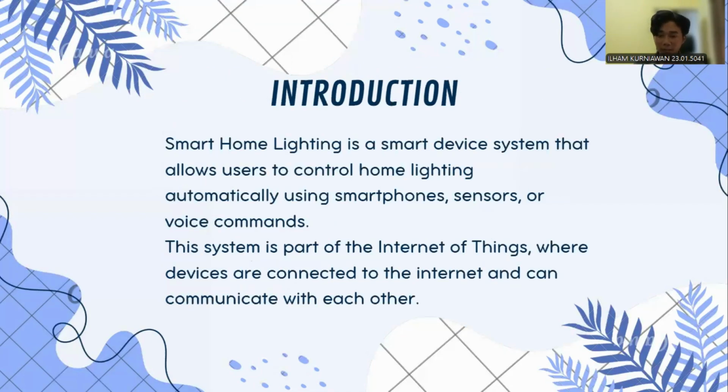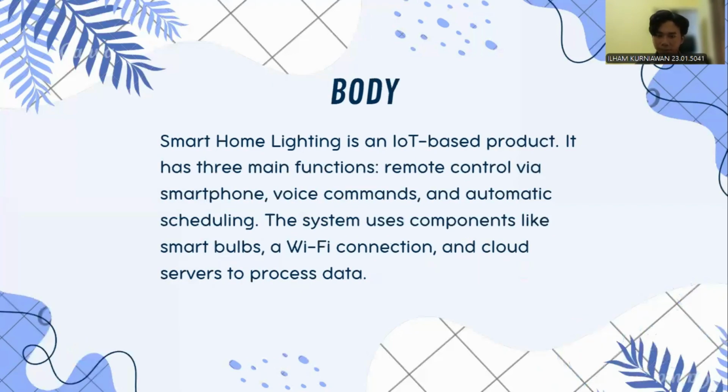After finishing the explanation of noun clauses, I will now move on to the second part of this presentation, which discusses smart home lighting as a smart device. Smart home lighting is a smart device system that allows users to control home lighting automatically using a smartphone, sensor, or voice command. This system is part of the Internet of Things, where devices are connected to the Internet and can communicate with each other. Now I will continue with the body.